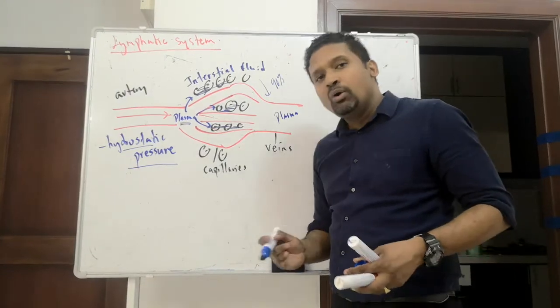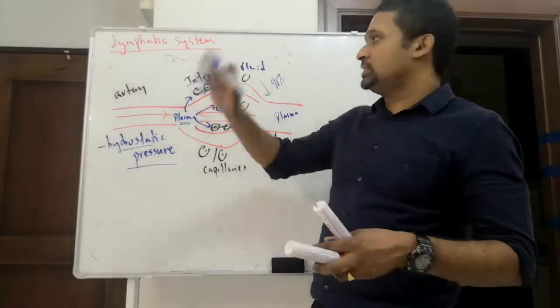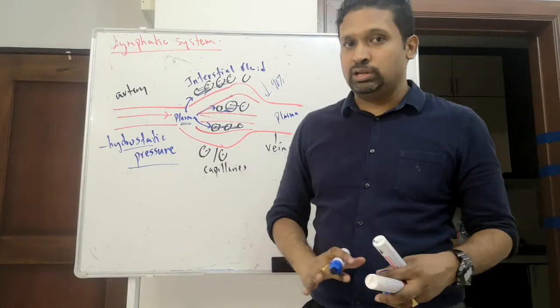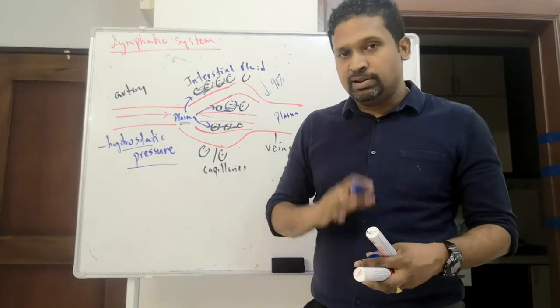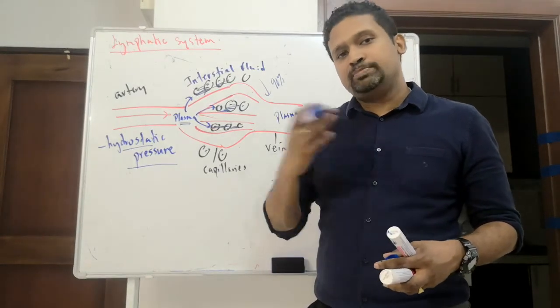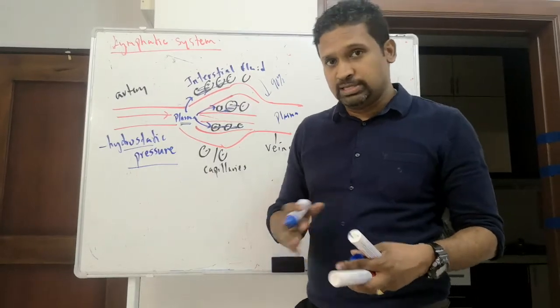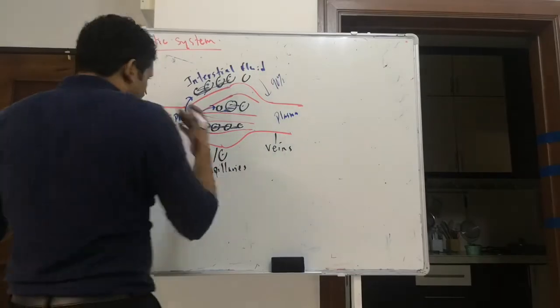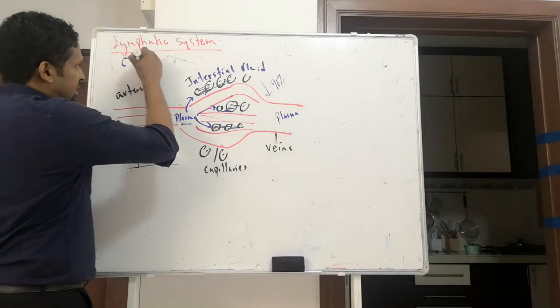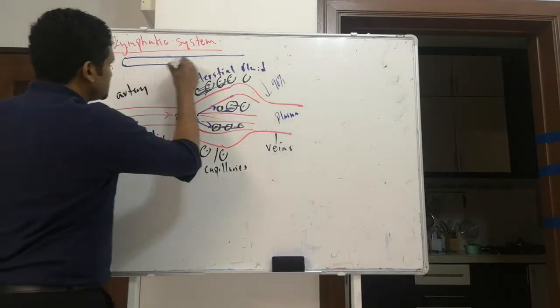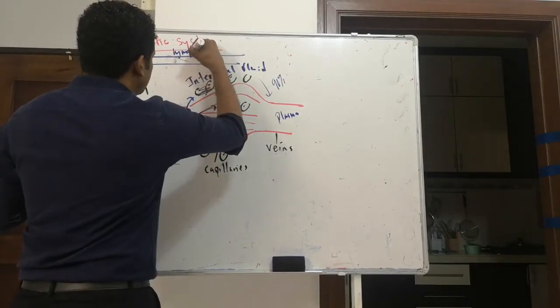Now we must learn this new system called the lymphatic system. What is the lymphatic system? Lymphatic system is a system that runs parallel with the blood circulatory system. That means it's another system that you need to learn that works with the blood circulatory system. This is the lymph capillaries. So, here are the lymph capillaries.